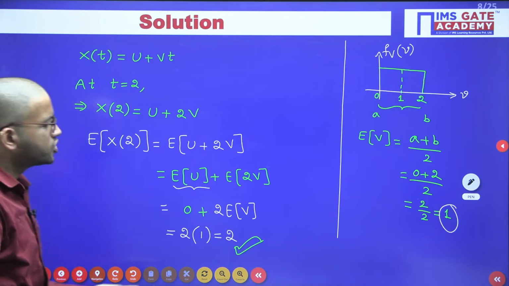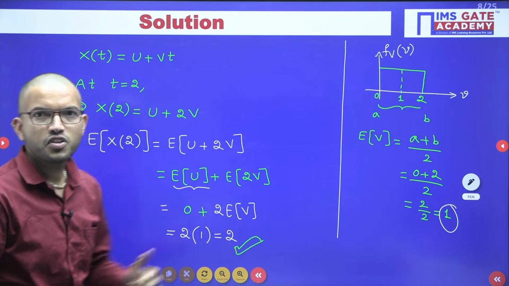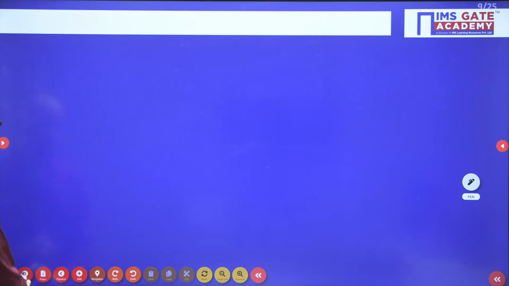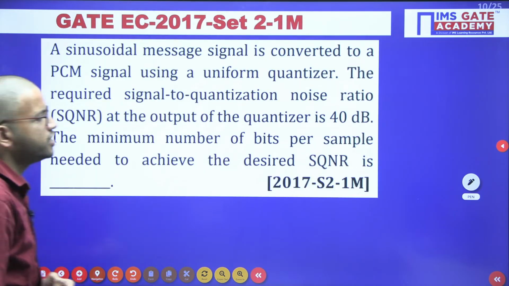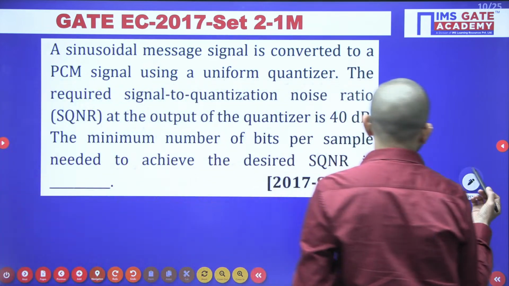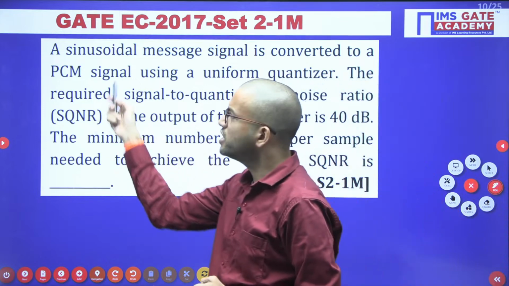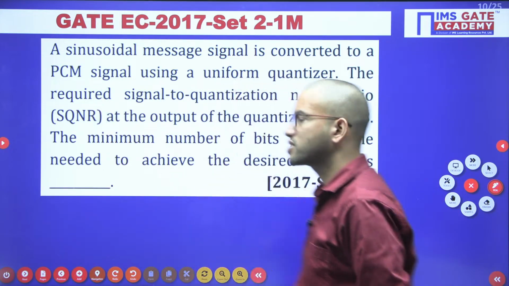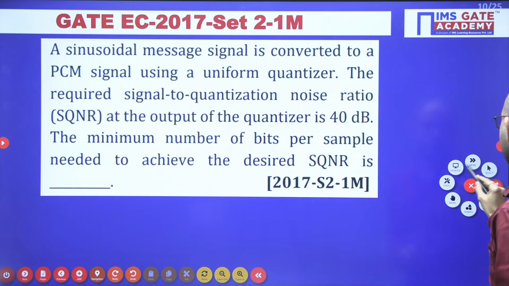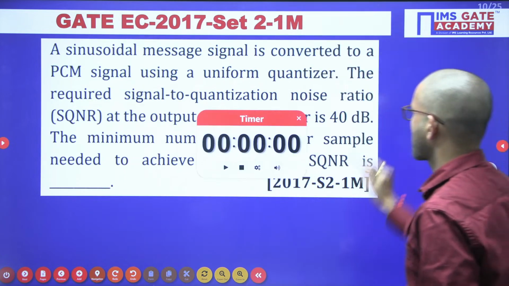So for this question, the final answer is 2. Okay, right. Now I will show the next question. All of you give a try. This is a question based on signal to quantization noise ratio related to the pulse code modulation concept.